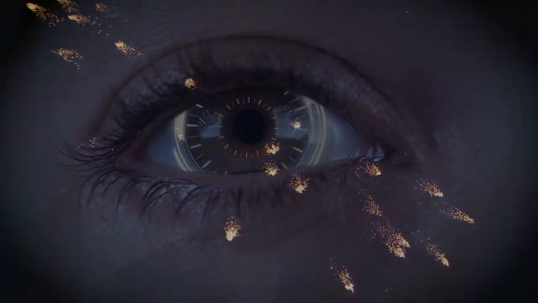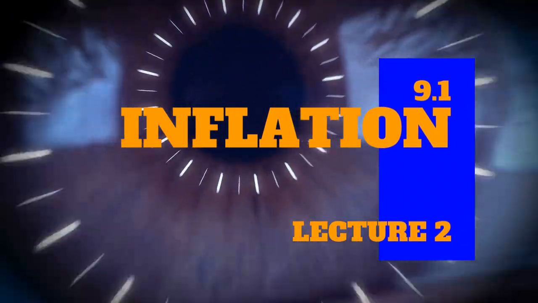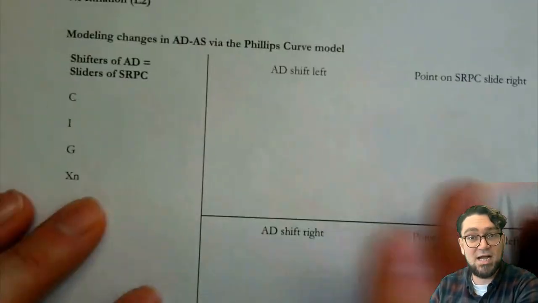Well, hi there. So in this video, we're going to be learning about how aggregate demand and aggregate supply can affect the Phillips curve model and showing what that looks like in the Phillips curve. Let's get started. Okay, so this is an entire lecture that's just all based on drawing some graphs.